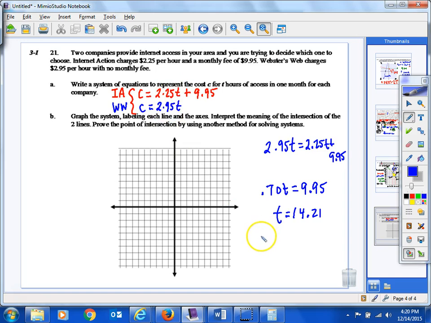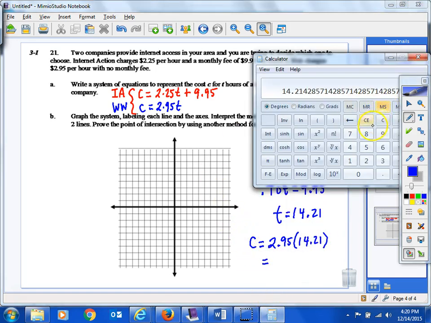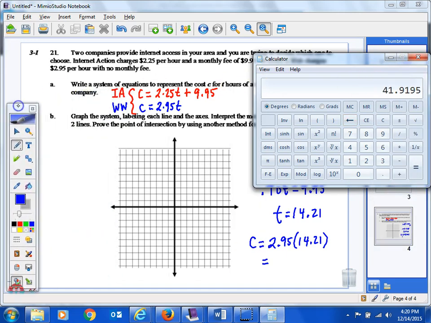Okay, so to find C, we can plug into either one of these. So I'm just going to plug into the bottom one. C is equal to 2.95 times 14.21. And let's see, 2.95 times 14.21. That is 41.92.